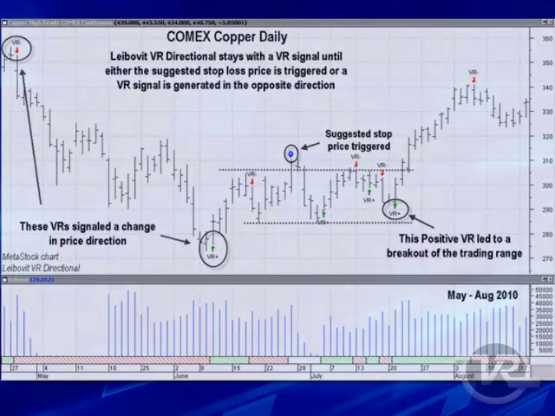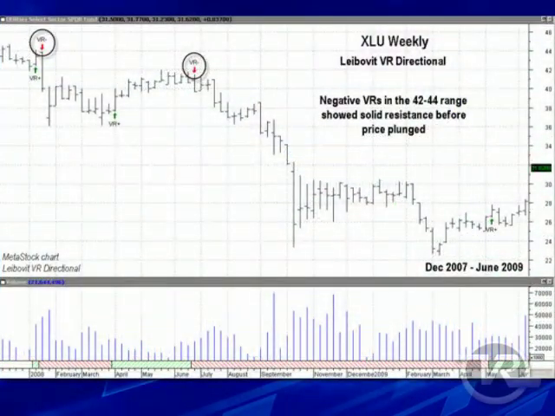In our next example, we're going to look at the XLU, which is the Select Sector SPDR fund for the utilities. And this is interesting because this is a weekly chart. And of course, you know, this had correlation to the fact that we had a big decline in the market between 2007 and June 2009, which is the time frame on the screen. And even though there was a little positive VR way over there on the left, a negative VR came in, and for several weeks confirmed we were in a downtrend.